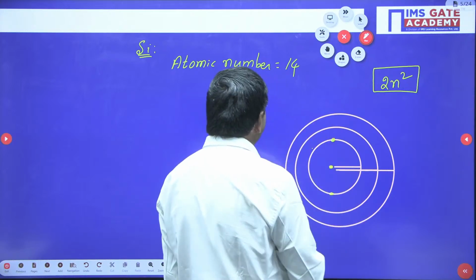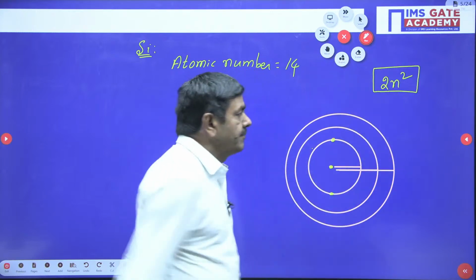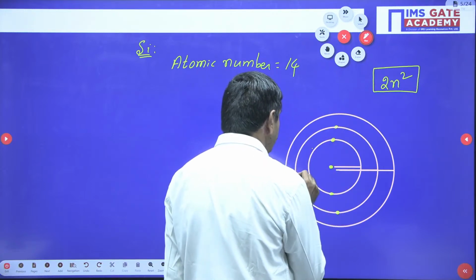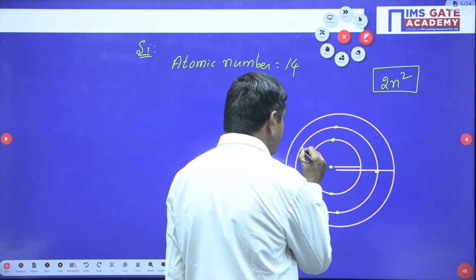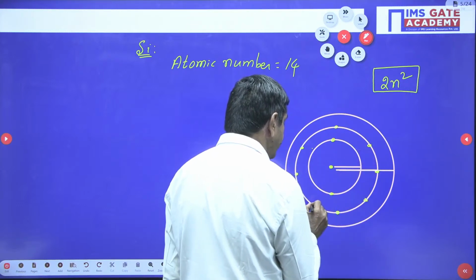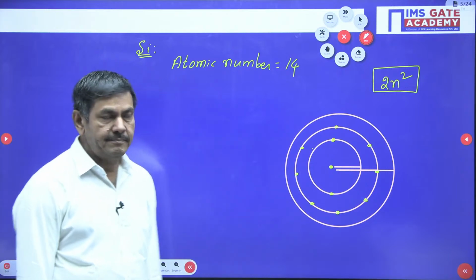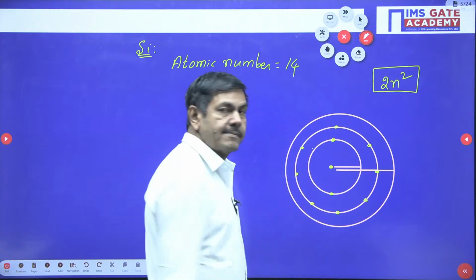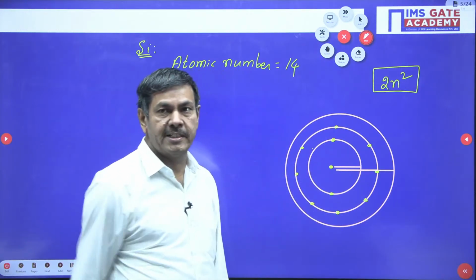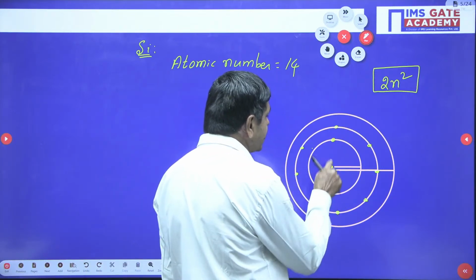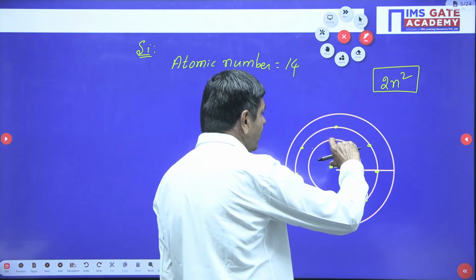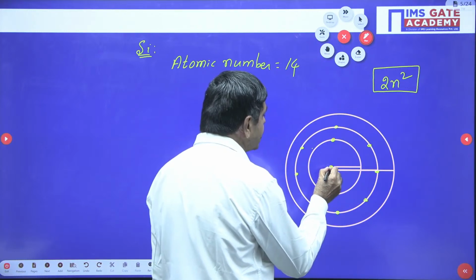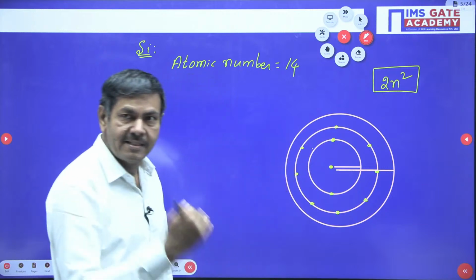Next, take the second orbit, n equals 2. 2 squared is 4, 4 into 2 is 8. The second orbit can accommodate 8 electrons: 1, 2, 3, 4, 5, 6, 7, 8. All these 8 electrons are occupied. The next orbit is somewhat farther from the nucleus, so the force of attraction between the nucleus and electrons in the second orbit is somewhat less. It is somewhat far away.